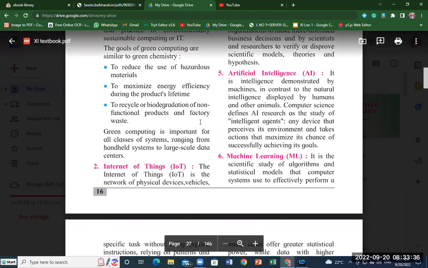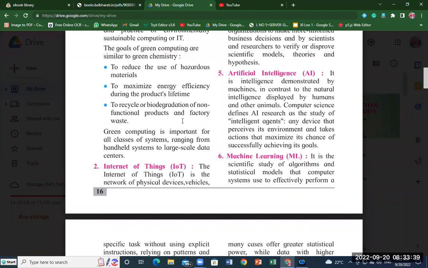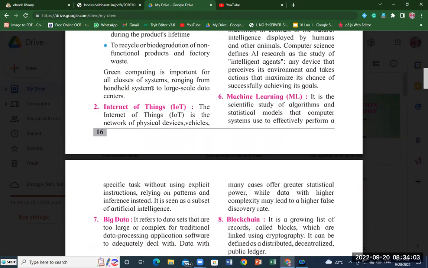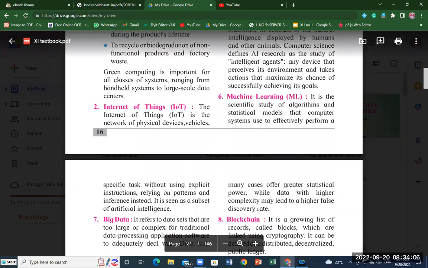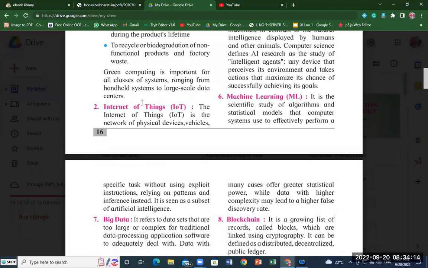This also we need to take care of, because there are so many different pen drives, so many different hardwares, right? They are being misplaced, they are being thrown in the garbage. So what should be done with them? Are they recyclable? Are they biodegradable? We need to check, and we should come up with products which are biodegradable. Green computing is most important for all classes of systems, ranging from handheld systems to large scale data centers.